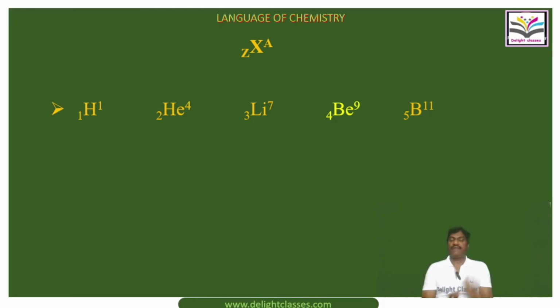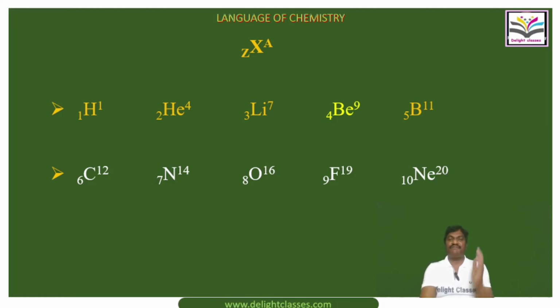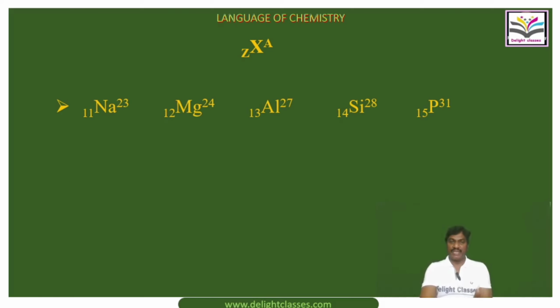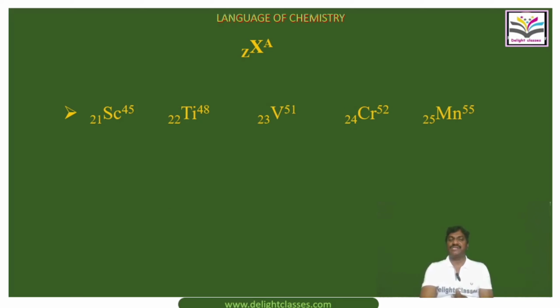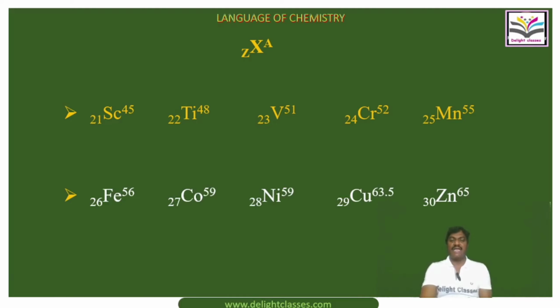Now, for example, hydrogen, atomic number 1, mass number 1. Helium 2, 4. Lithium 3, 7. Beryllium 4, 9. Boron 5, 11. Already we have seen. Now, carbon, nitrogen, oxygen, fluorine, neon, sodium, magnesium, aluminium, silicon, phosphorus, sulfur, chlorine, argon, potassium, calcium, scandium, titanium, vanadium, chromium, manganese, iron, cobalt, nickel, copper, zinc.